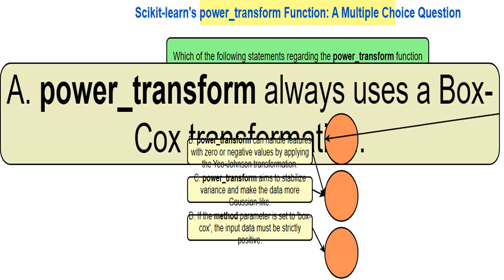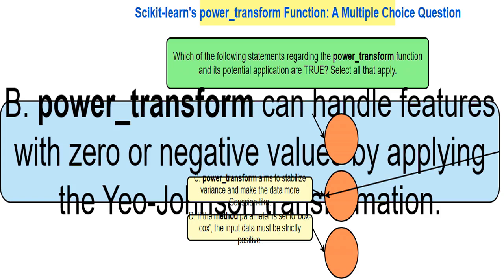This sets the stage. It's a multiple-choice question testing understanding of the power_transform function and its capabilities. We'll be evaluating several statements to see if they are true or false. Statement A claims that power_transform always uses the Box-Cox transformation. Let's see if this holds true. We need to remember what Box-Cox is.